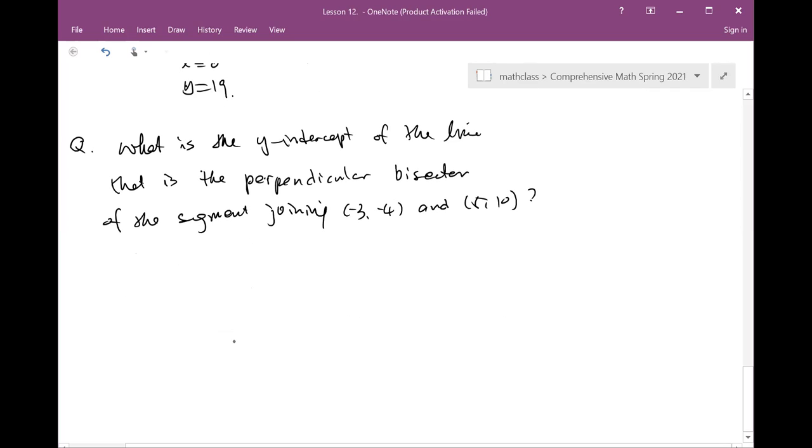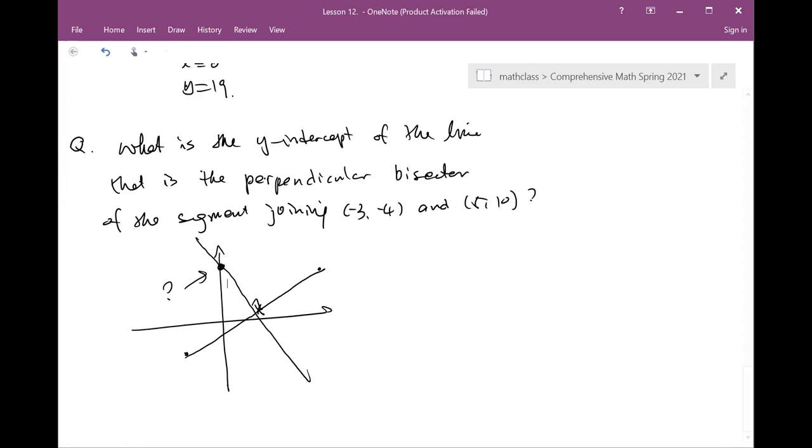So let's draw the picture. Where are those 2 points? -3, -4 is somewhere here. 5, 10 is here. So you're going to draw the line, and you find the middle point and the perpendicular to it. Then you want to find out where it is, right? So what is the best way to solve this problem?